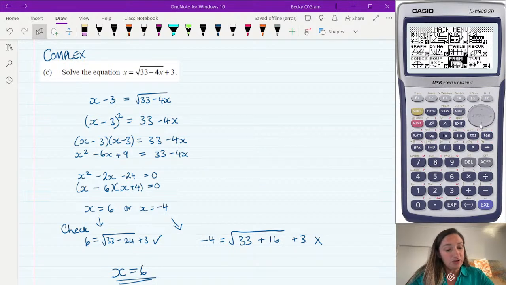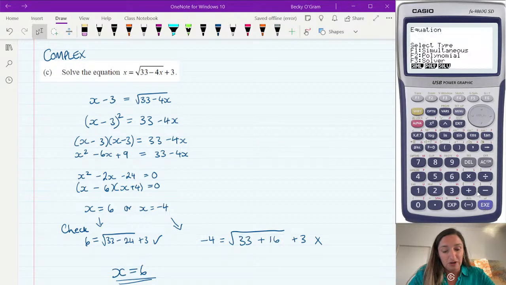And if you did get to this stage of having 6 or minus 4, we would then go to the equation solver to check, and then we would see that actually it only brought us one solution. So let's just do that. So checking on equation solver, if we pop this equation in here, actually let's just do the original one.